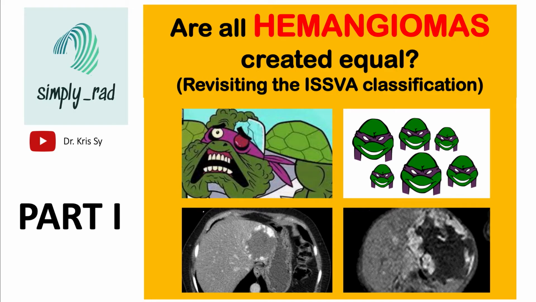Hi there, welcome back. Today's talk will focus on the hemangioma. Here are two hepatic lesions. This one is from an adult, this one from an infant. They look quite similar in the sense that they have peripheral nodular enhancement and will fill in the later phases. So, are all hemangiomas created equal?